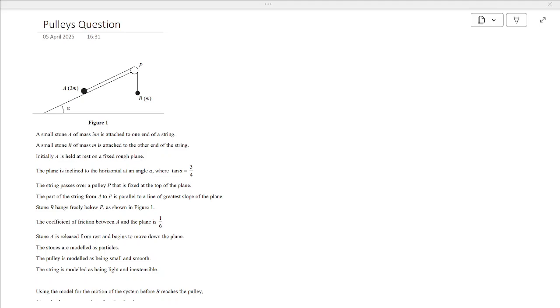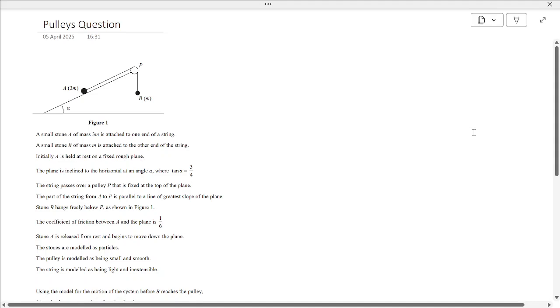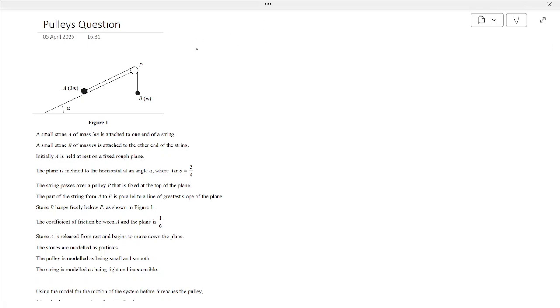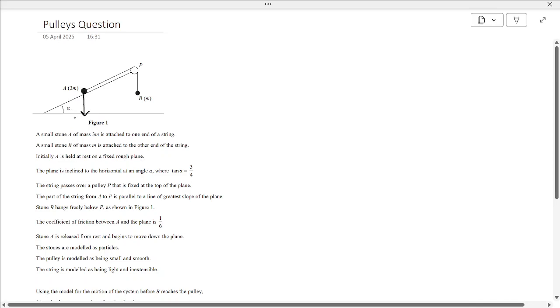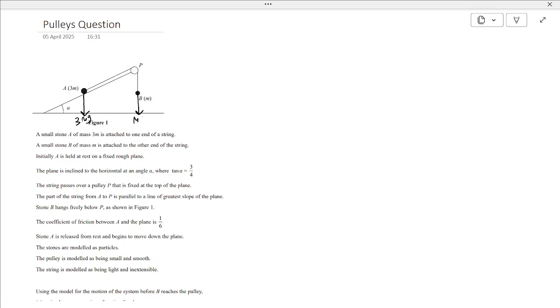Okay, we're going to take a look at a Pulleys question from an Edexcel past exam paper. When you are doing Pulleys, or really any force question, you want to start by labeling all the forces in your diagram. So I have particle A, I'm going to add in weight first. The mass of particle A is 3m, weight is 3mg.